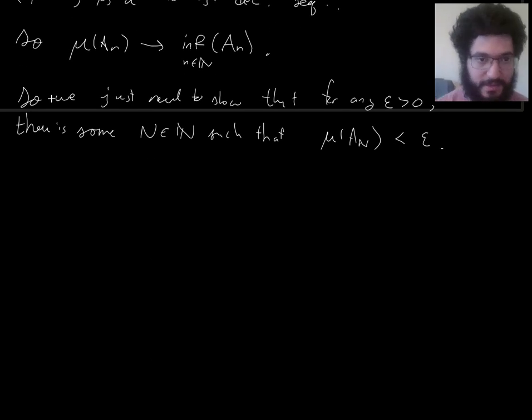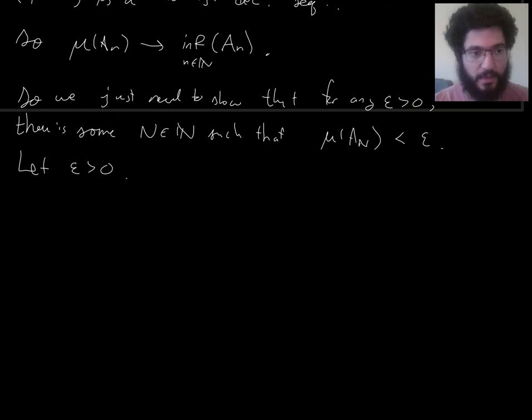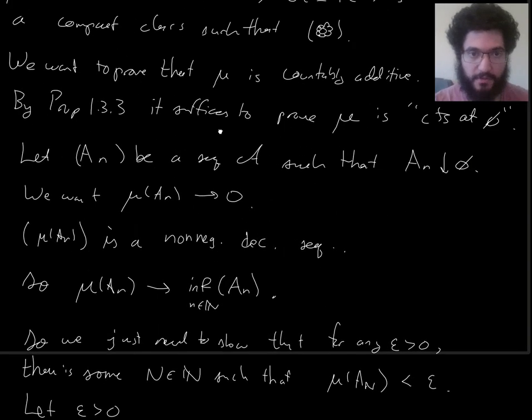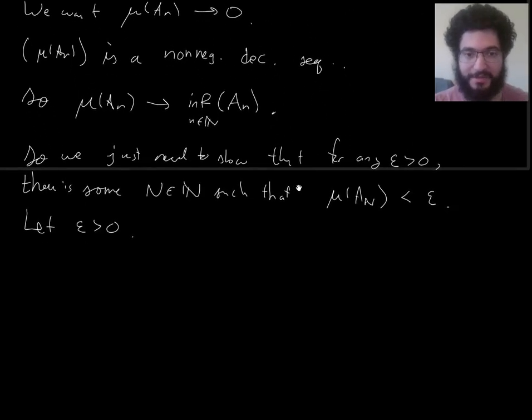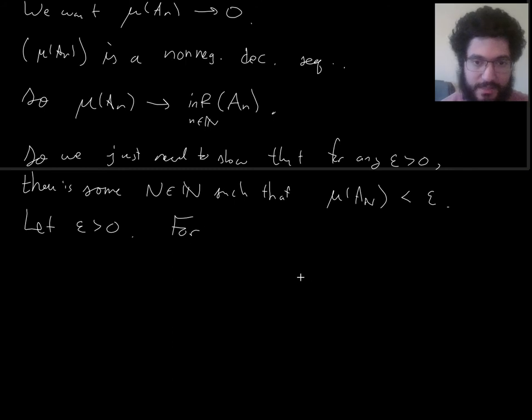Okay, let's do it. So let epsilon be greater than 0. Now let's see if we can make use of what we actually have. What we have to work with here is that there's a compact class K, so we've got this compact class in hand, and it satisfies the property flower, so it's an approximating class for mu. That's what we have to work with. So let's focus on the approximating class aspect of things. Since K is an approximating class, that tells us that any time we have one of these a sub n's, something in our algebra of sets.